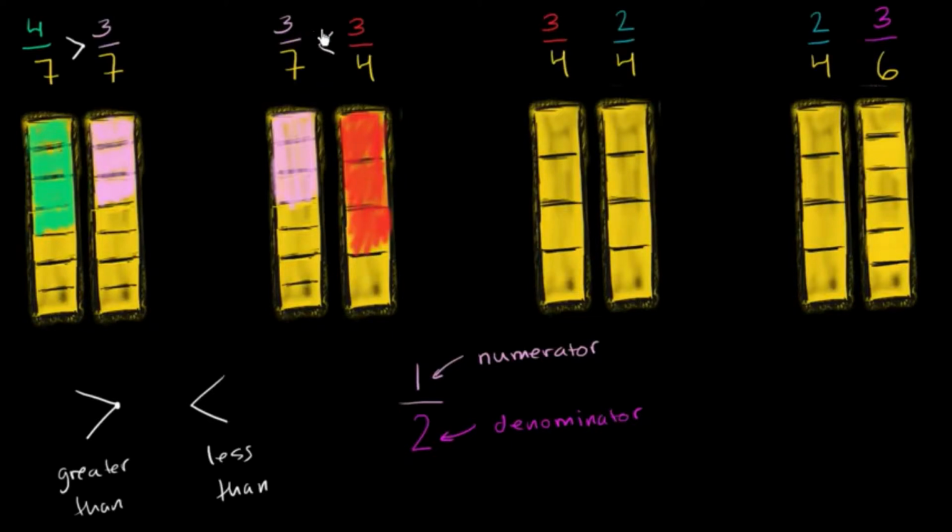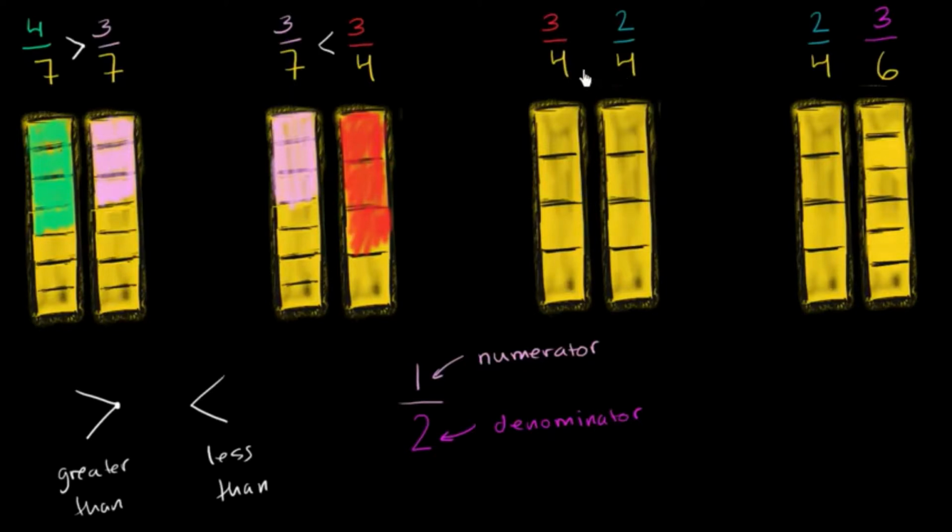So notice, same exact numerator. When I divided it, because this fraction symbol can also be viewed as division, when I have it as more equal groups, so 3 out of 7 versus 3 out of 4, this is a smaller number, which makes sense.